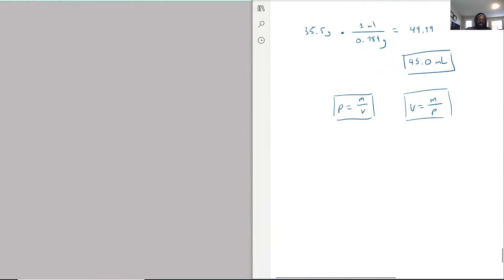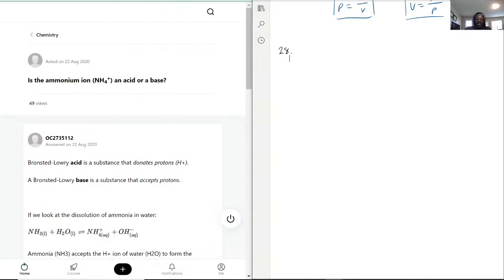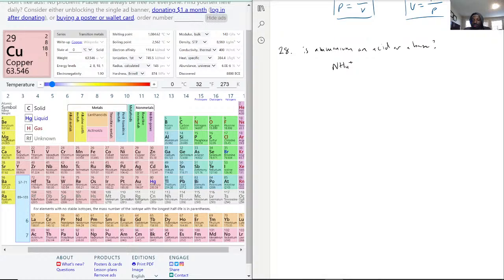So now let's move on to question 28. Is the ammonium ion an acid or a base? Ammonium, exactly as they wrote there, NH4+. For those that may just be tuning in, you may not know the answer, but for those that hopefully saw me do the question of whether ammonia was an acid or a base, you should be able to answer this one. For this one, we're going to approach it the same way.